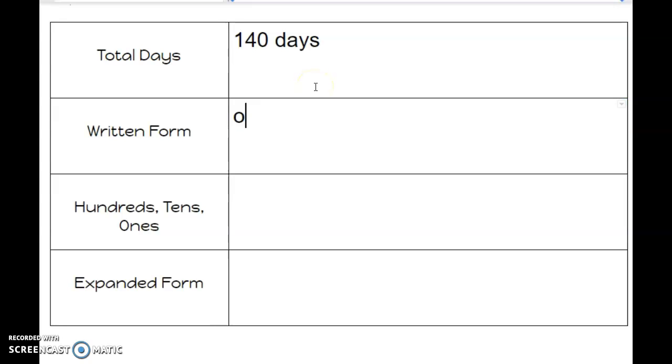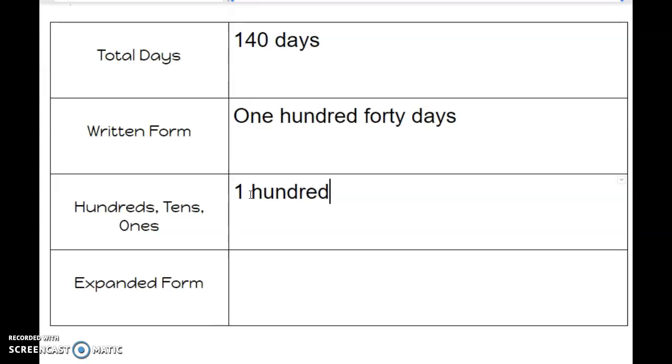Written form, 140 days. Oops, I definitely spelled that wrong. There we go. And how many hundreds? There is 100 in 140 plus how many tens? There's 4 tens, which also equals 40. And how many ones? There are 0 ones today. Oops, I need to make a space. Equals 140. Now, expanded form would be our equation.